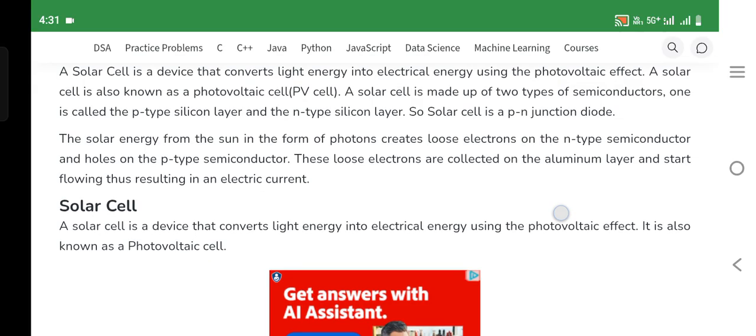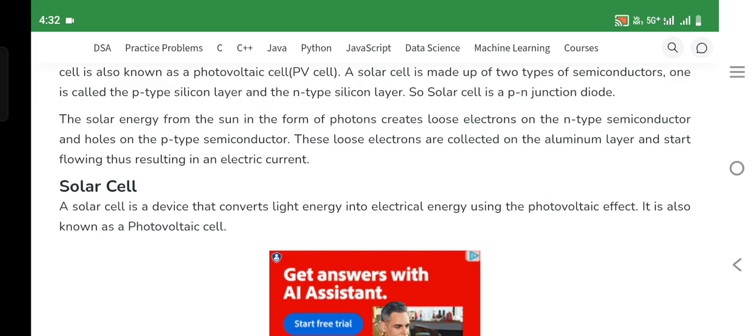The solar energy from the sun in the form of photons creates loose electrons on the n-type semiconductor and holes on the p-type semiconductor. These loose electrons are collected on the aluminum layer and start flowing, resulting in an electric current.